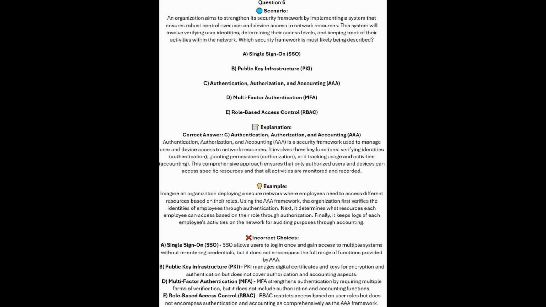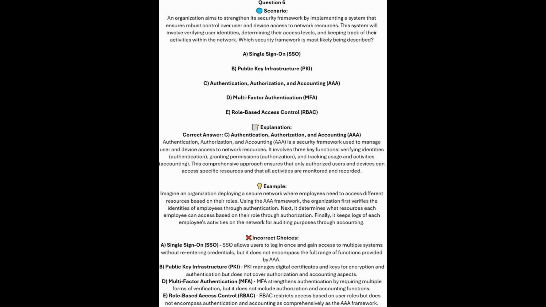And now for the incorrect answers. A. Single sign-on, or SSO. SSO allows users to log in once and gain access to multiple systems without re-entering credentials, but it does not encompass the full range of functions provided by AAA. B. Public Key Infrastructure, or PKI. PKI manages digital certificates and keys for encryption and authentication, but does not cover authorization and accounting aspects.